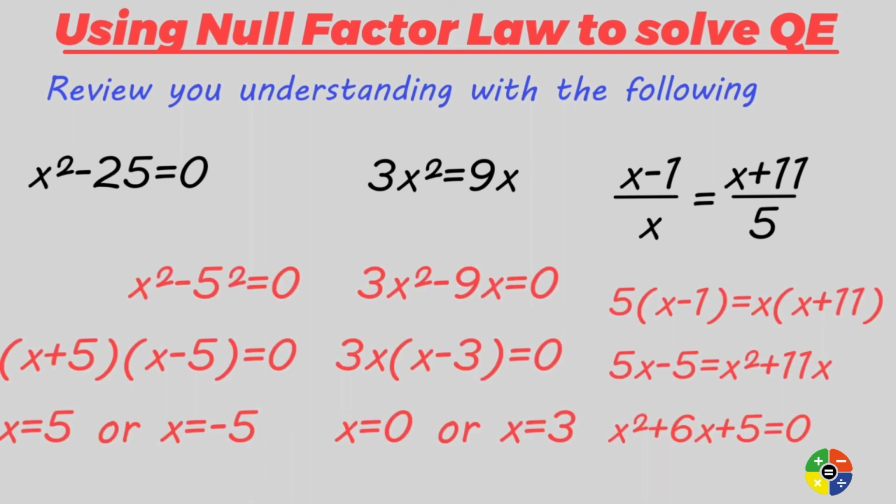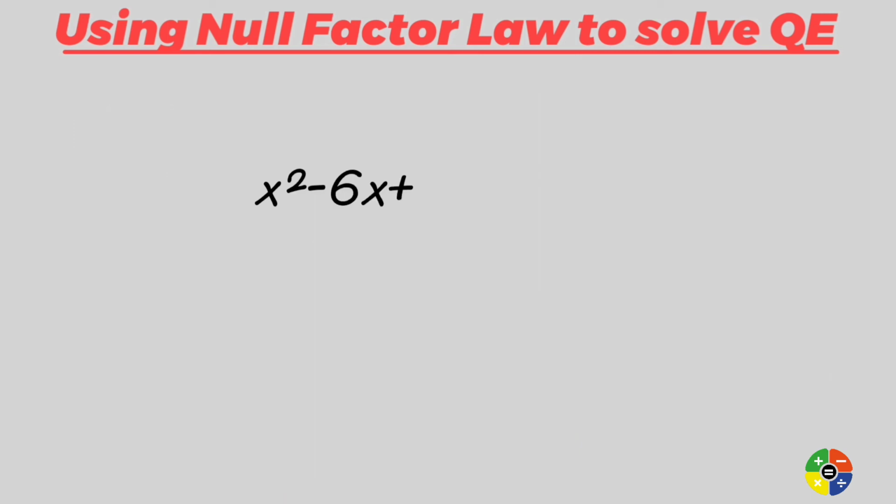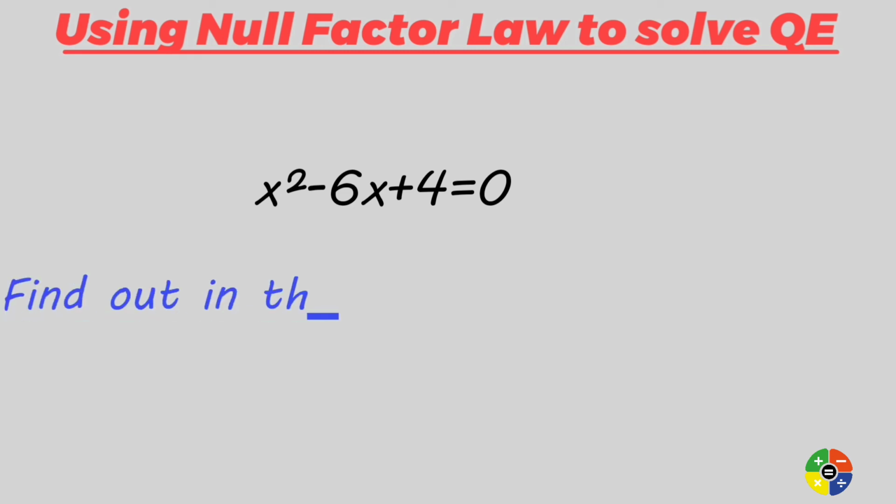Not all quadratic equations have simple factors, so not all quadratic equations can be factorized easily. Example, x squared minus 6x plus 4 is equal to 0 doesn't have simple factors. How then can we solve for x? In the next video, you will learn how to solve such equations.